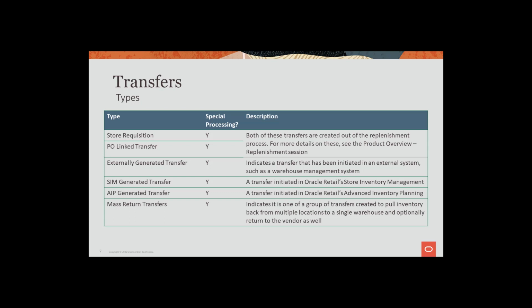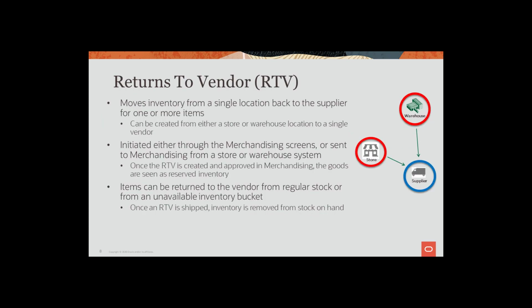And finally, mass return transfers, which allow you to create transfers from multiple locations to a single warehouse or back to the vendor via an RTV. An RTV transaction moves inventory from a single location back to the supplier for one or more items. Retailers may use RTVs to return damaged or faulty merchandise to a vendor, or they can be used for sending back overstocks at end-of-season items, based on vendor agreements.